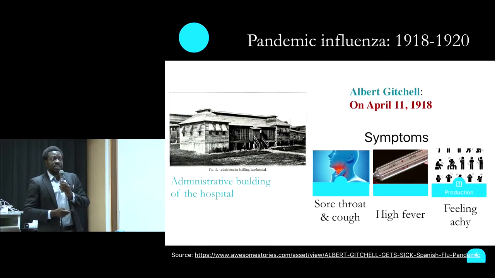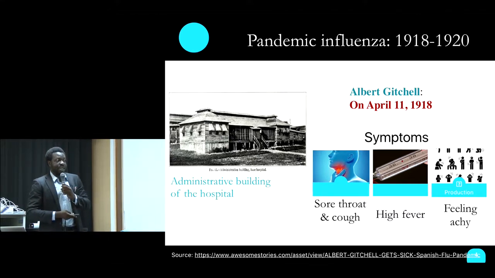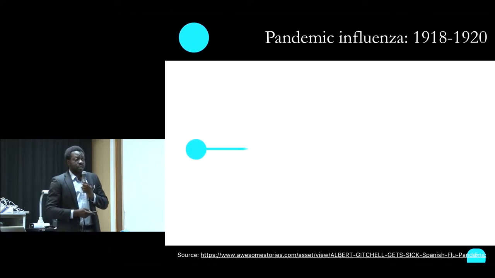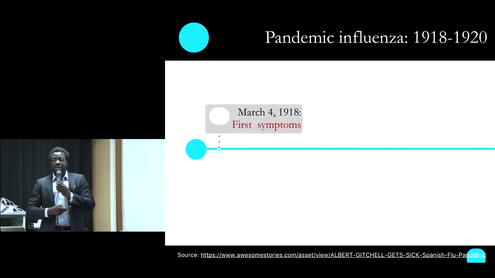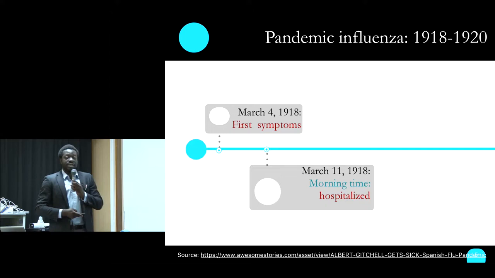What follows is that on April 11, his symptoms got much more severe. He had sore throat and cough, very high fever, and his body was aching all over. And then he was admitted to the hospital. So let's try to look at it in a timeline. On March 4, he developed the first symptoms of flu. On March 11, in the morning, he was hospitalized.